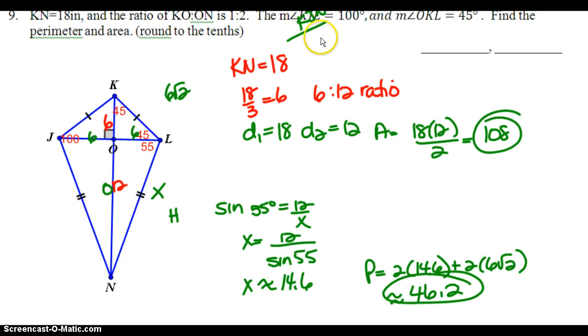Okay, please note there's a correction in this problem. KJN is 100 degrees. Alright, if KN is 18, and that's in a ratio of 1 to 2, then we need to split that into thirds, which gives us 6 and 12 because we have our parts equal to 6. With that, we need to be able to find our diagonals, which we have to find our area, diagonal times diagonal divided by 2, and then our perimeter. I apologize, I'm out of time.